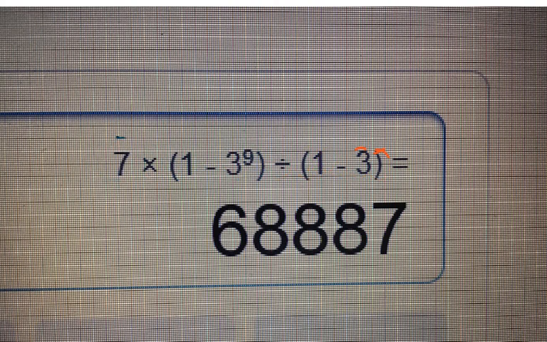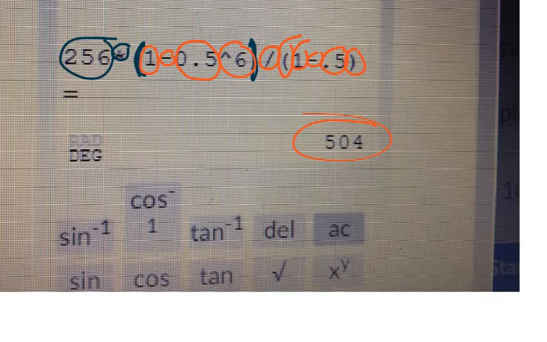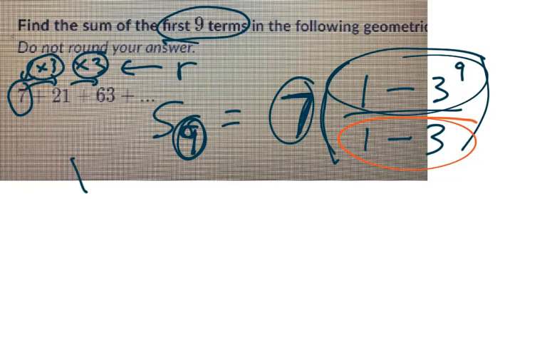Let me clean that up so you can see my actual work there. And here's our answer, guys. 68,887. That means in this box right here, you'd put in 68,887.